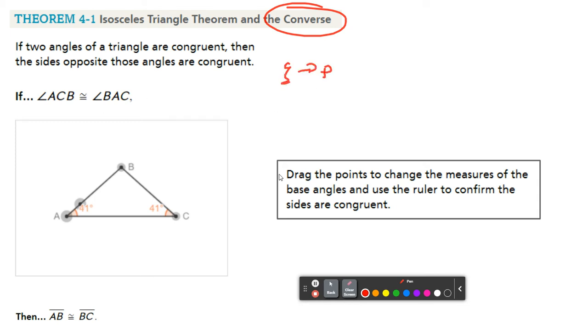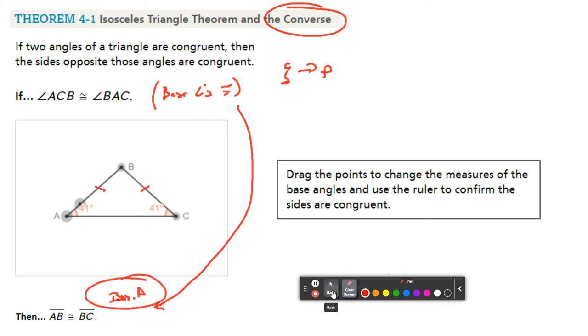That's a Q, sorry. So here, I'm being told that ACB and BAC are congruent. These are the base angles. So I'm being told that the base angles are congruent. Therefore, you have a pair of congruent sides, AB and BC. And this would make it an isosceles triangle.